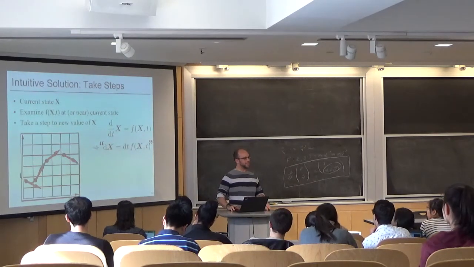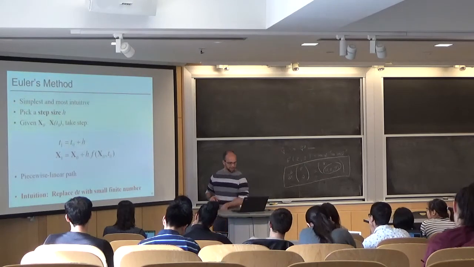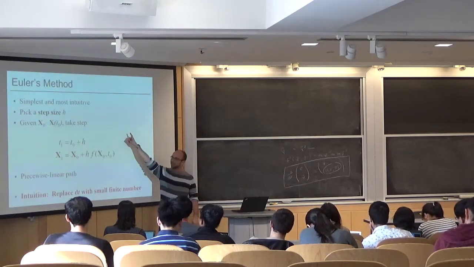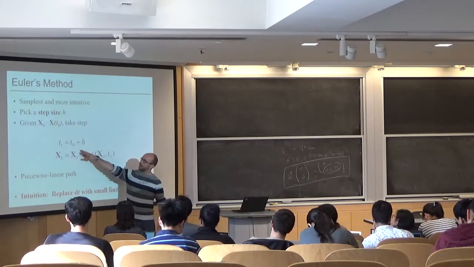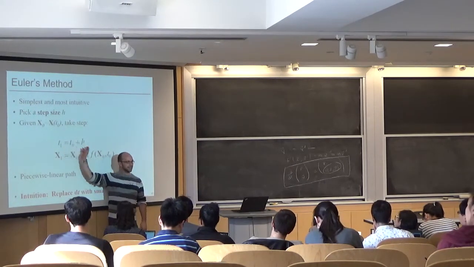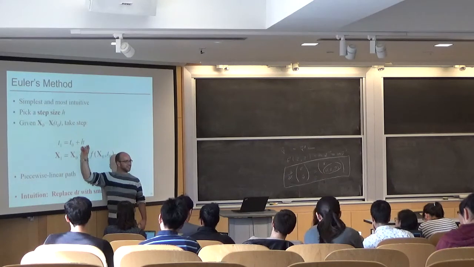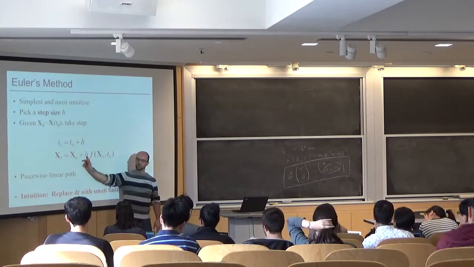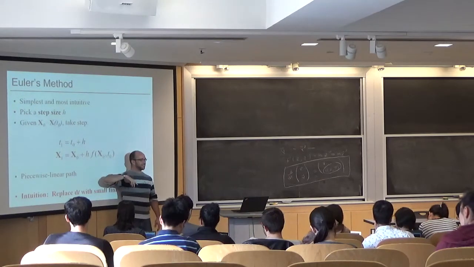This is called Euler's method, and it looks like this. We have some step size, that's our proxy for dt. Now if we start at t naught and want to go to t1, these are distance h apart. What do we do? We evaluate little f at t naught, multiply it by h and add it to x, and that gives us our next point.